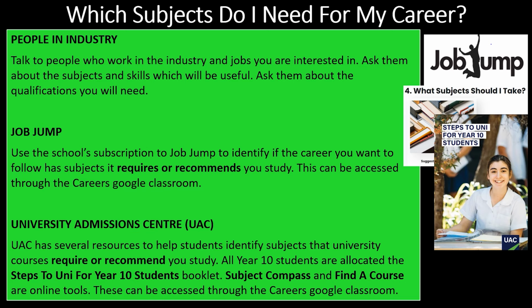UAC also have 2 online resources to help people identify subjects that they are recommended or required to study in 11 and 12 to get into those courses and degrees at university, and that is Subject Compass and Find a Course. Students have access to both of those in their Careers Google Classroom.